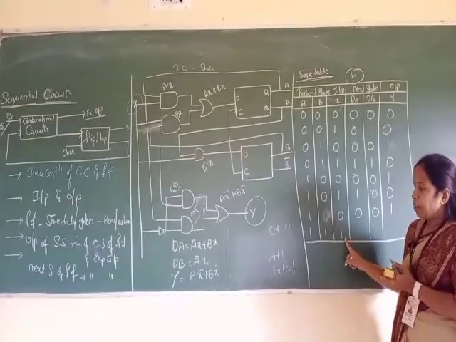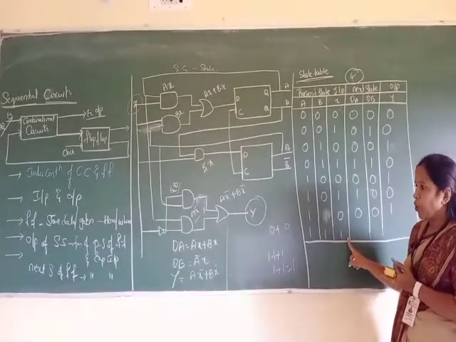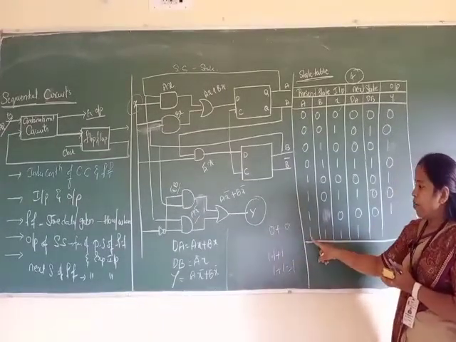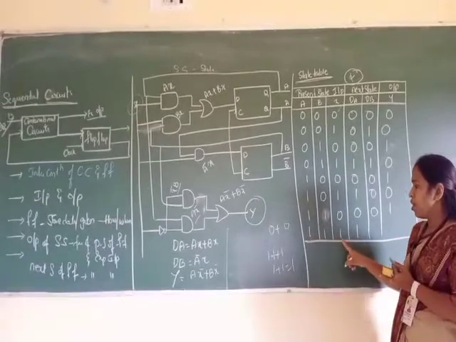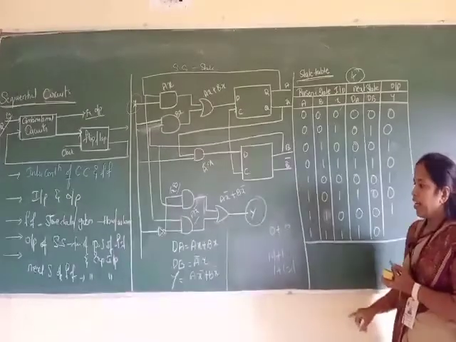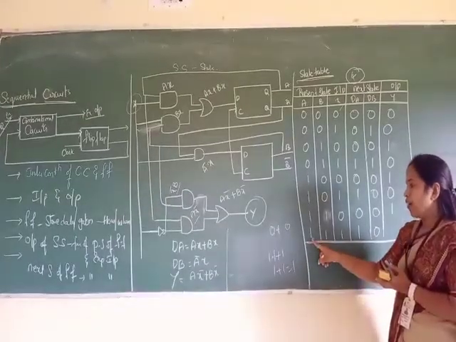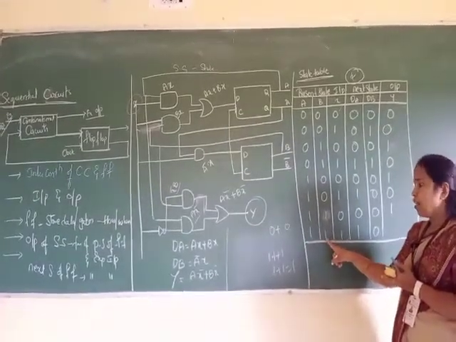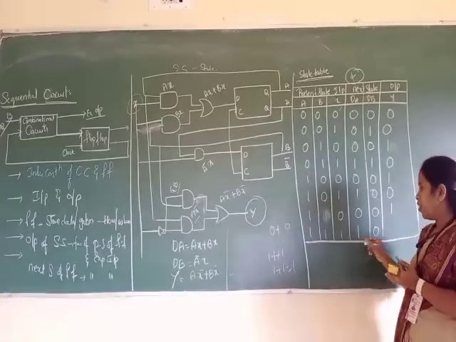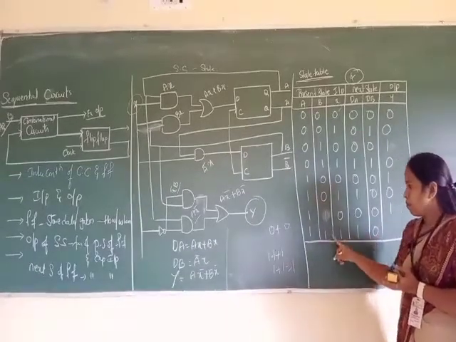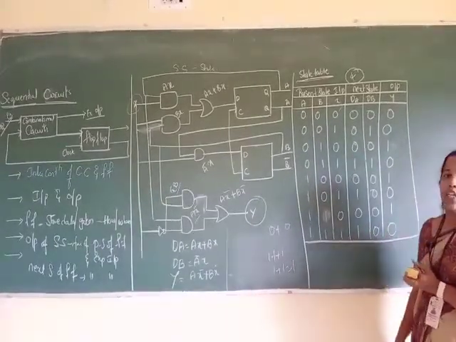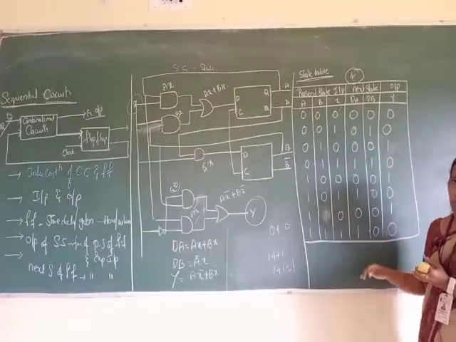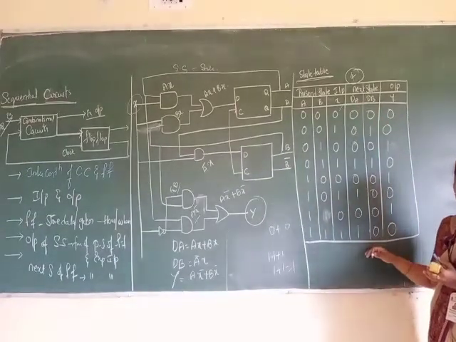Next one is AX. 1 into 1 plus BX. 1 into 1. You will get 1 here. Next A bar X. A bar is 0. 0 into X, 0 you will get. Next one is AX bar. 1 into 0 plus BX bar. 0 into 1 again. So what you will get here? 0. Right. So like this I am going to generate the state table, which includes the specification of the sequence diagram.